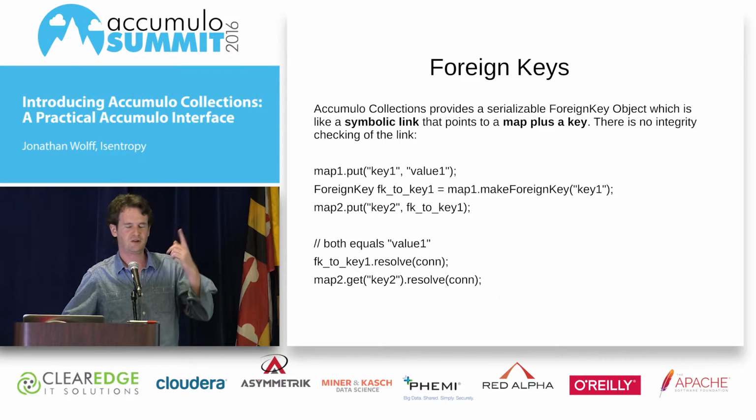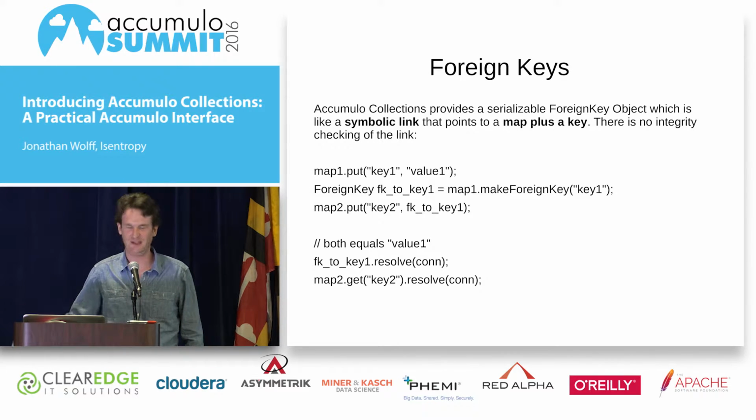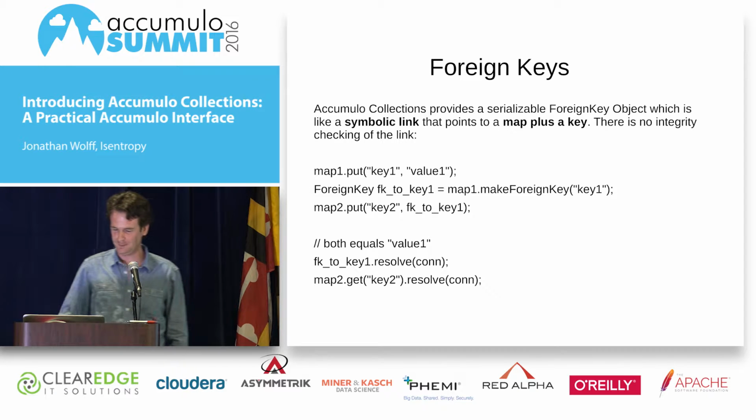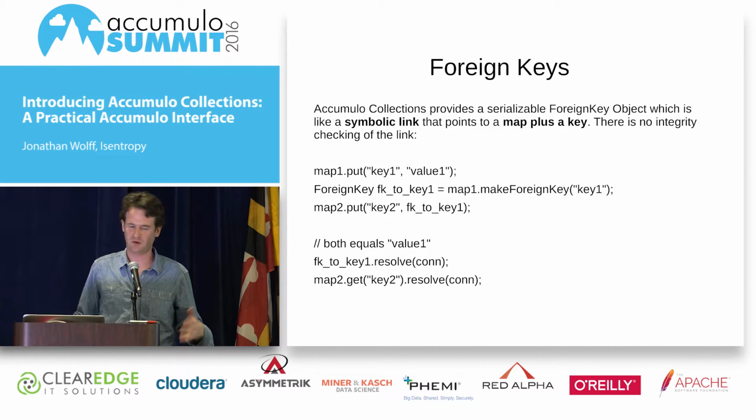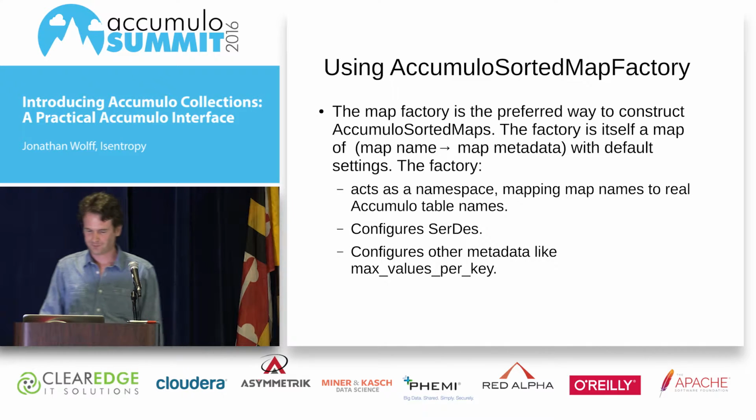But I heard a talk earlier about doing this on the tablet servers. So in future versions, I believe there's a way with iterators to iterate and join 2 different tables on the iterator. But I think you have to make a connector to Accumulo. And if anyone has any expertise in that, I'd like to hear about it. But this is the way foreign keys work. They're basically like symbolic links to a map plus a key.